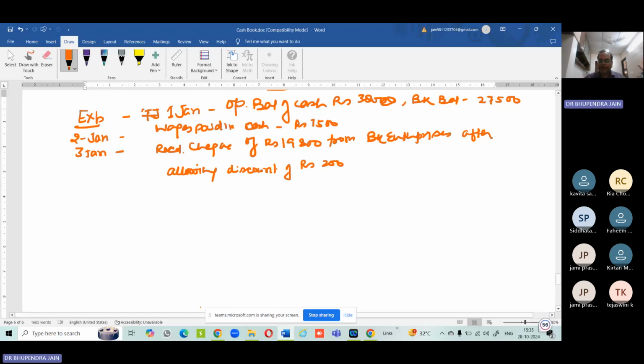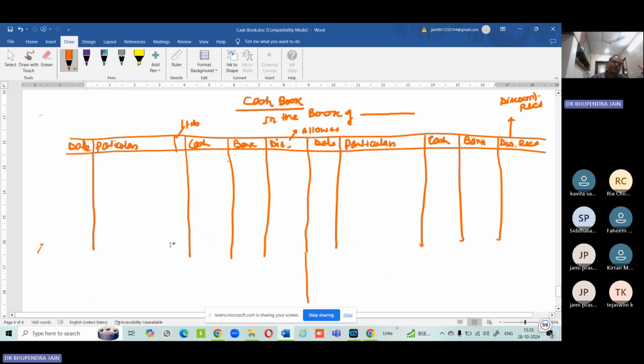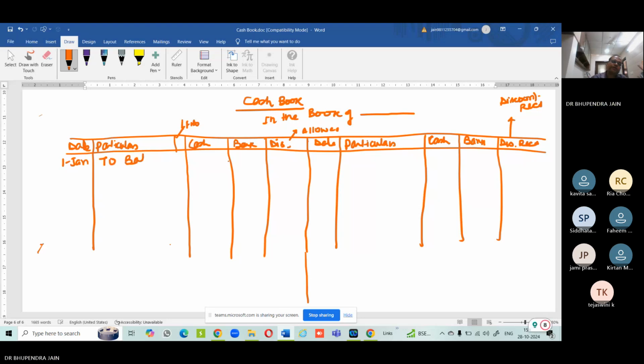First let us pass the three entries in the cash book. The opening balance of cash is 3,800 and the bank balance is 27,500. So first write down the opening balance in the date column, 1st of Jan, by balance brought down. In the cash column 3,800, and in the bank column 27,500. This is the opening balance of cash and the opening balance of bank.